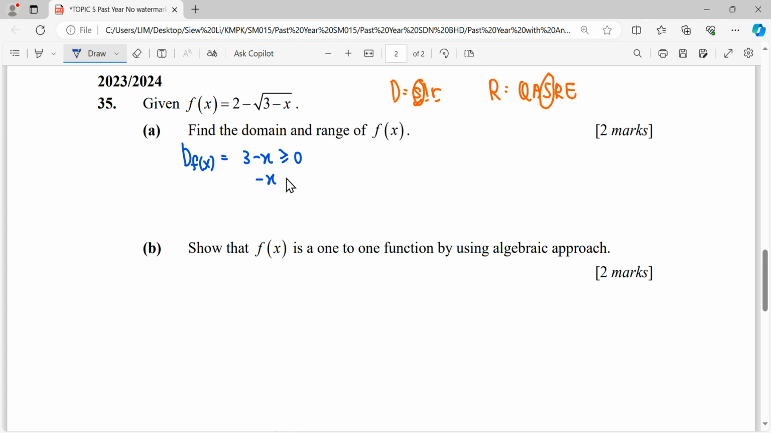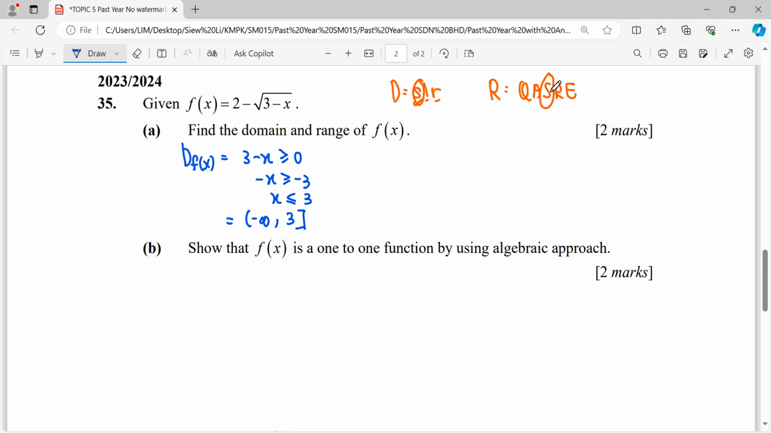So negative x greater than or equal to negative 3. X divided by a negative, you need to change the sign. So x less than or equal to 3. You can put your answer in inequality form, or you can put it in interval form. So it will be negative infinity up to 3 included, closed bracket.